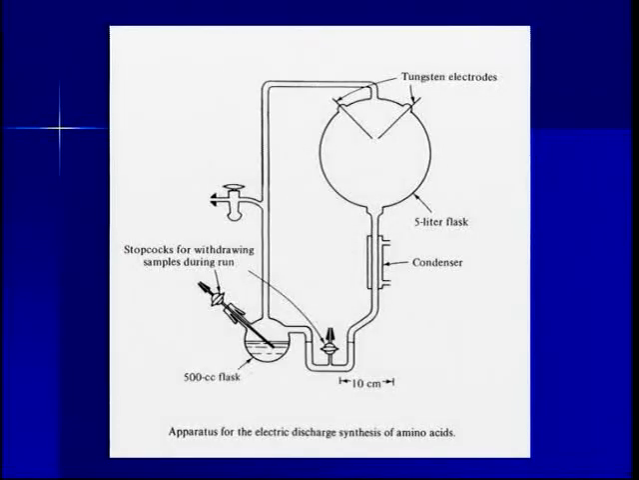And this is the apparatus they designed. It has a large flask, a 5-liter flask, where they had their atmosphere. There were two tungsten electrodes to make the spark that would simulate lightning. They had a condenser to simulate the cloud-forming processes in rain. They had a little trap here that would be filled with fresh water condensing from the large bulb. This would be like the freshwater streams running down the sides of the continents.